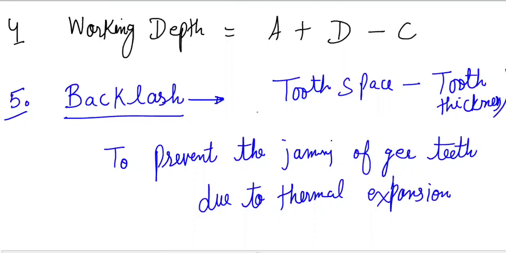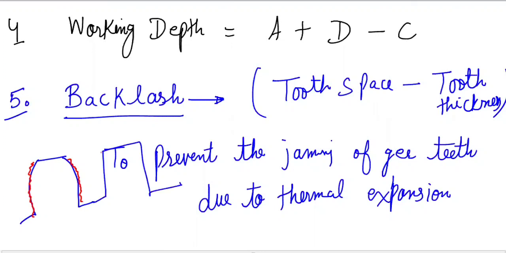There must be clearance, because suppose there are two teeth of one gear with a space between them, so the other tooth's thickness should not be exactly equal to the tooth space. There must be some clearance so that teeth can move freely. Otherwise what will happen? They start jamming. Due to thermal expansion, the metal starts expanding. Suppose this is my first tooth, and due to thermal expansion this material tries to expand. And suppose you have provided that much space, so that space is now becoming less, right?